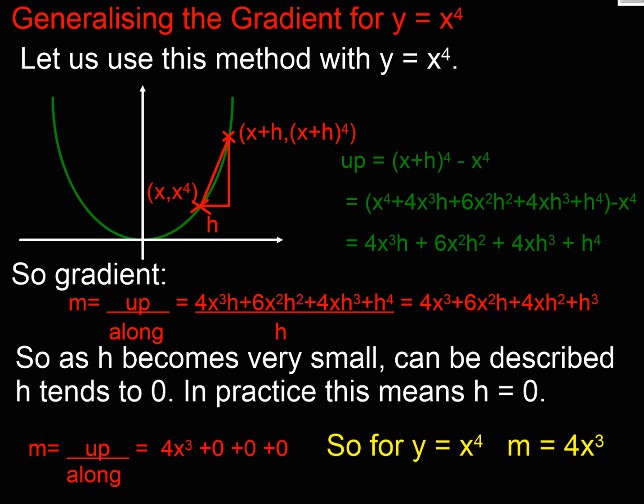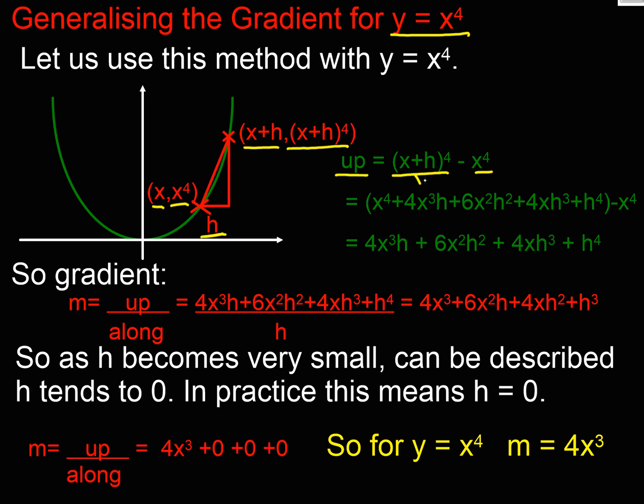Okay, and we can do exactly the same thing for y equals x to the 4. We can start with our point x, and therefore our y value is x to the 4. We can move along a little h, so we've got x plus h, and that is our new x value, and therefore the y value is x plus h to the 4. We know what our along is, it's h. We can find our up value because that's going to be the difference of the two y's. So we now have x plus h to the 4 minus x to the 4.